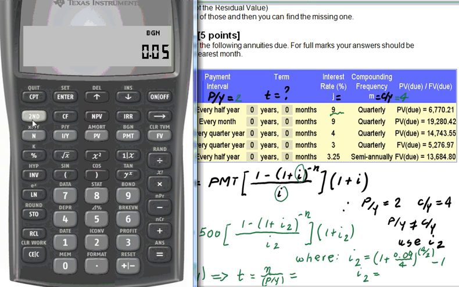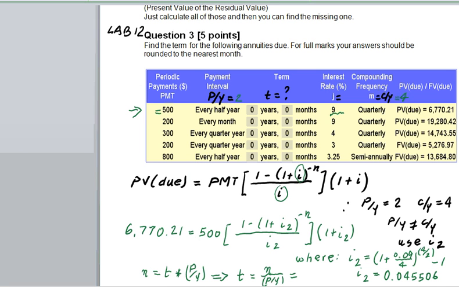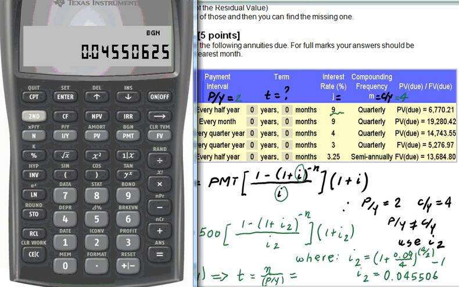Now if we want to show more decimal places, we go second function format, let's say 8 decimal places, enter, and then recall memory 2. We see that the rate is 0.044556, so we can mark that down. Now we can go ahead and calculate n.